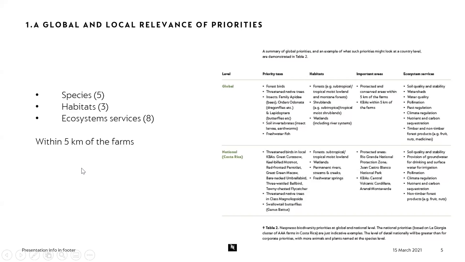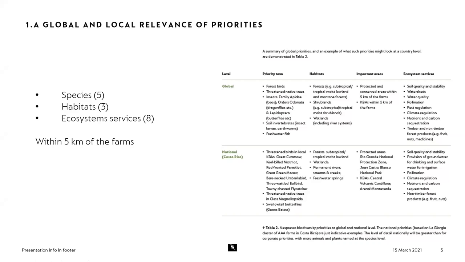We get guided on what to look at more specifically when it comes to the areas and the regions where we source our coffee. But what I thought was most interesting was the fact that to aggregate at the corporate level, we had to add priorities that resonate both at global and national levels. And here, what you see in this table is really the connection between our vision or priorities at global level with specific names of birds or trees at local level. And in that case, it's Costa Rica.